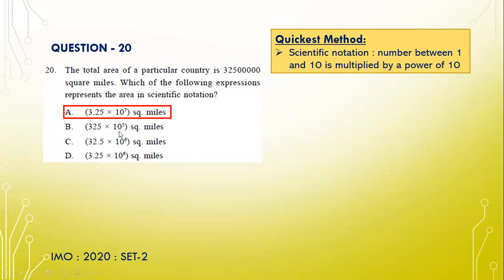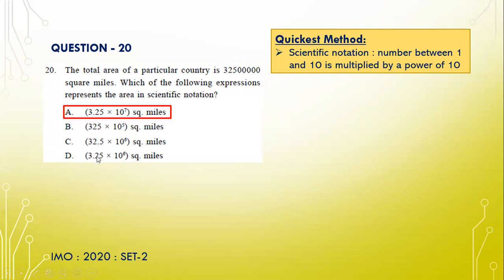Even 325 into 10 raised to 5 will give this correct value. But the number preferably should be between 1 to 10. 325 is not between 1 to 10. This also is correct because 32.5 into 10 raised to 6 will be this number. But again, the number 32.5 is not between 1 and 10. So this is not the correct option.